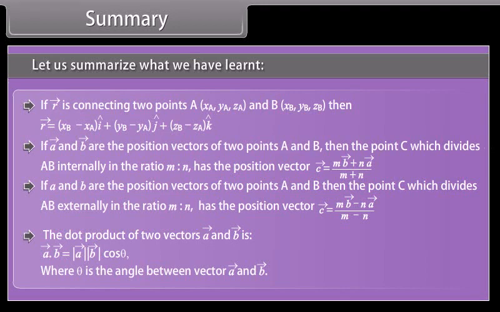The dot product of two vectors A and B is the magnitude of A times the magnitude of B, then multiplied by the cosine of the angle between A and B, where theta is the angle between vector A and B.